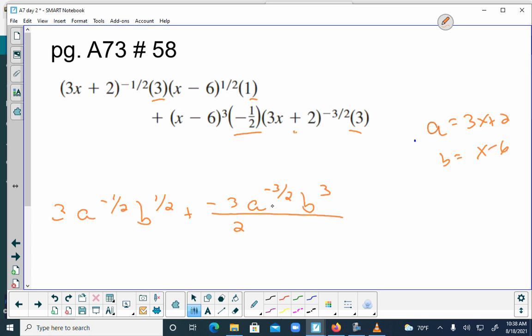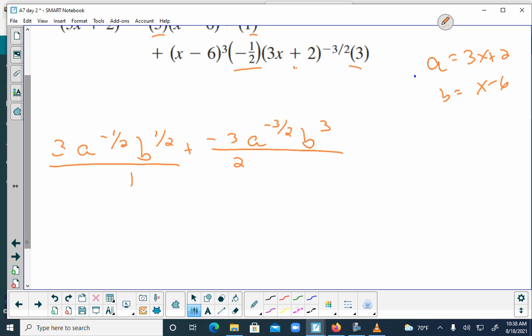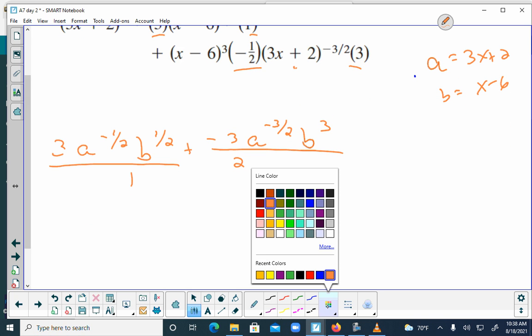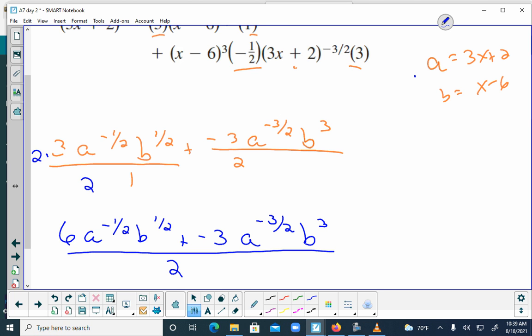So now when I look at this, this is understood to be over 1. In order to add them, what would I have to have? A common denominator means I'm going to have to multiply this whole thing by 2, and then that will give me a denominator of 2, yes? Yes, correct. So I'm going to have 6a to the negative 1/2, b to the positive 1/2, plus a to the negative 3 halves, b to the third, and now this whole thing is over my common denominator of 2.